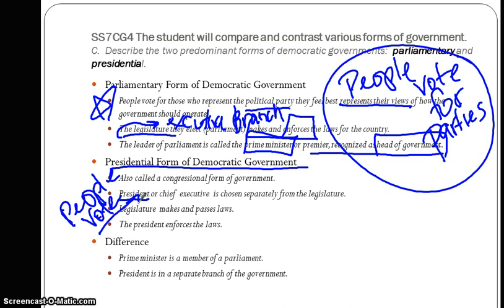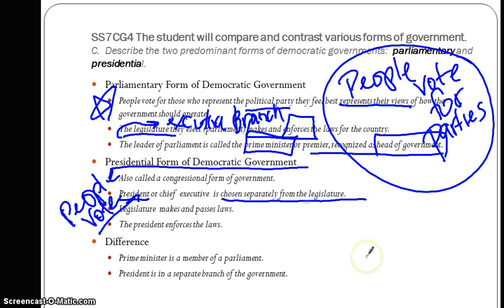He is chosen separately from the legislature. So the president has nothing to do with the legislature. We vote as a people for the president, and then we can also vote for people in the legislature. Two totally different votes. The legislature makes and passes laws. The president enforces laws. This is what we know. The president is the chief executive. The legislative branch makes the laws. Good. We should be. If not, talk to your teacher, and let's get it straightened out for you.